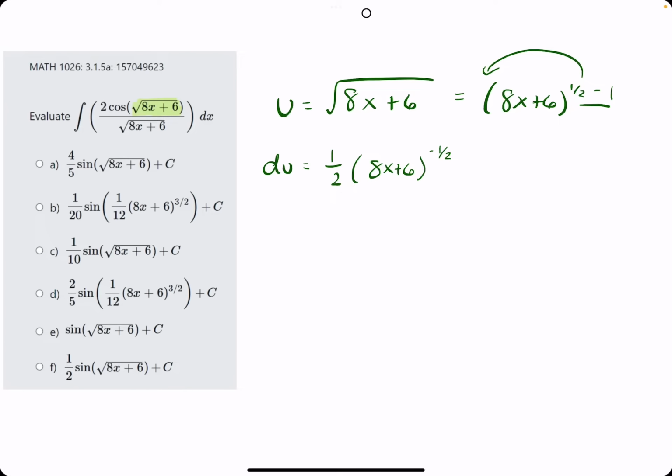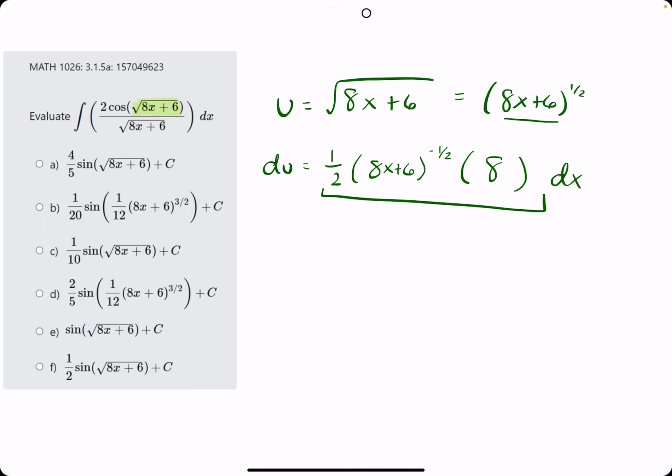So that was the derivative of the outside layer, the 1/2 power. So now what we want to do is multiply by the derivative of the inside layer. The inside layer is 8x plus 6, and its derivative is just 8. So altogether, if we tack on a dx, we have our du times dx. So what I might do is multiply the 1/2 here and this 8. 1/2 times 8 gives us a nice 4.